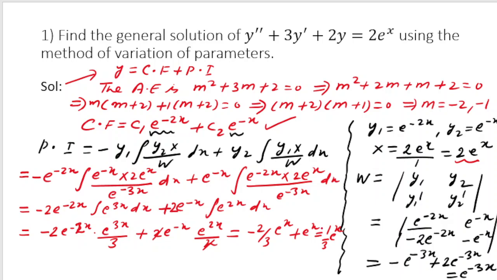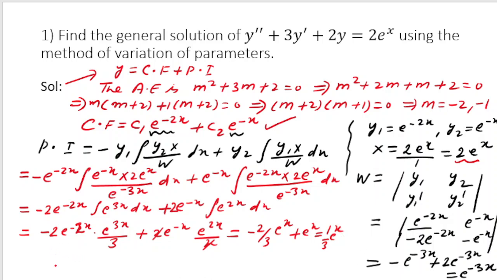Okay, I hope you got it. e to the power x minus 2 by 3 e to the power x, so that will be 1 by 3 e to the power x. Now just let me remove this part, so there is no scope of confusion. So that is e to the power x.